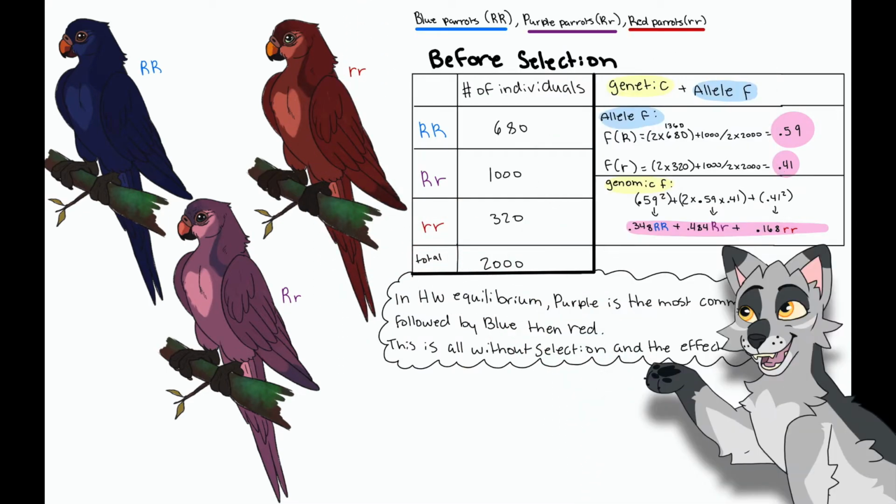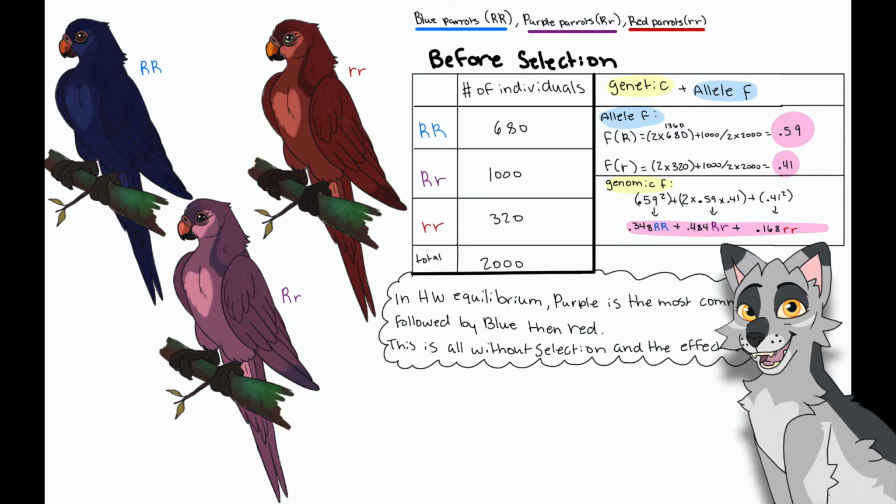So first off, we need to look at the amount of individuals, then take those numbers and put them through equations to find the genotypic and allele frequencies for the Hardy-Weinberg assumptions. For allele frequencies, we're going to take 2 times the homozygote, add the heterozygote, then divide by 2 times the total. For big R, we get 0.59, and for little r, we have 0.41.